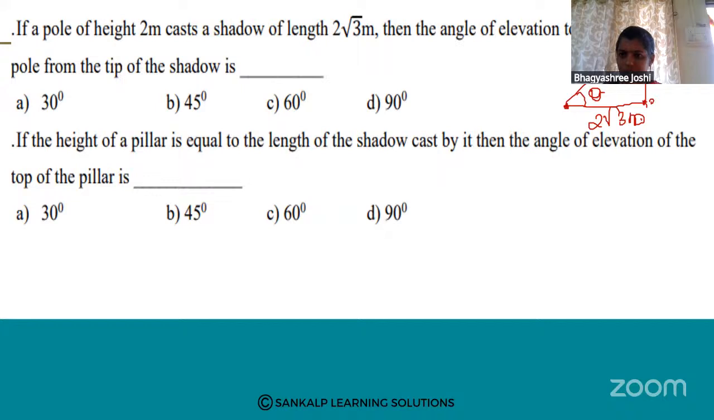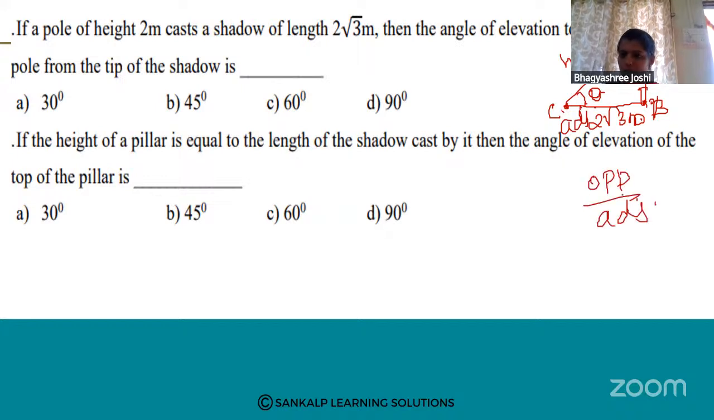So here this is A, this is B, this is C. That means we need to find the angle of elevation theta. Here this is 90 degree, so this is the hypotenuse, this is the opposite side, and here it is the adjacent side. We know opposite side divided by adjacent side: opposite side AB divided by adjacent side BC. The opposite side value is 2 meter divided by the adjacent side 2 root 3 meter.